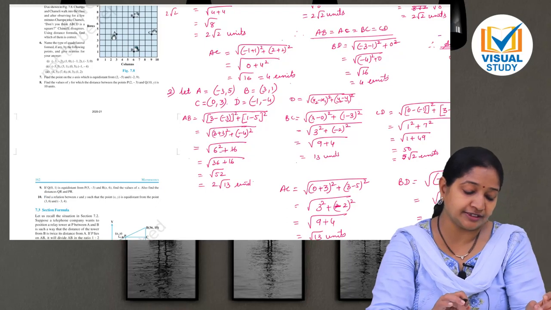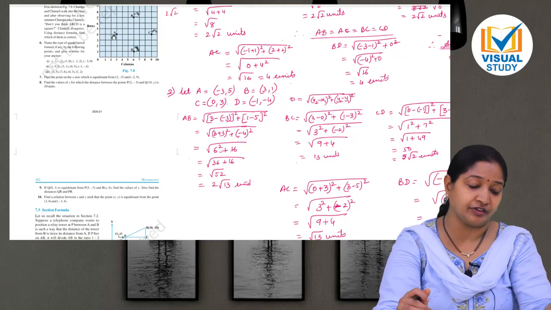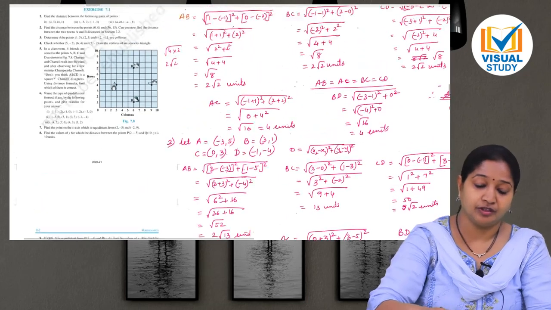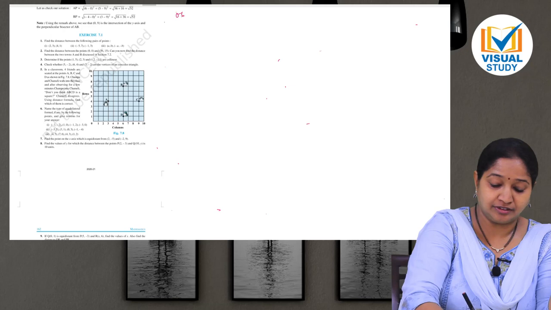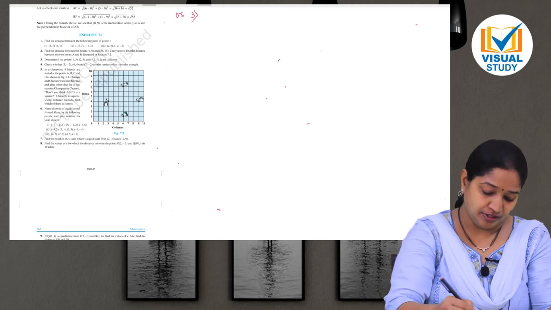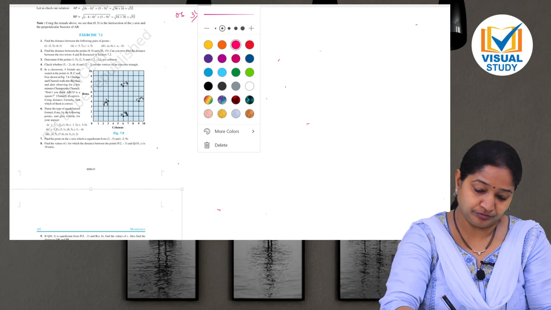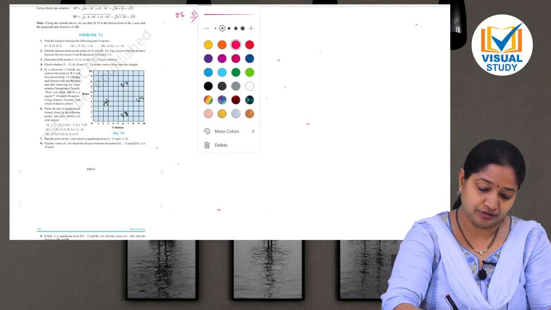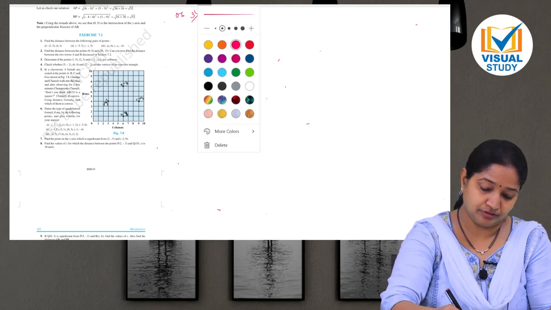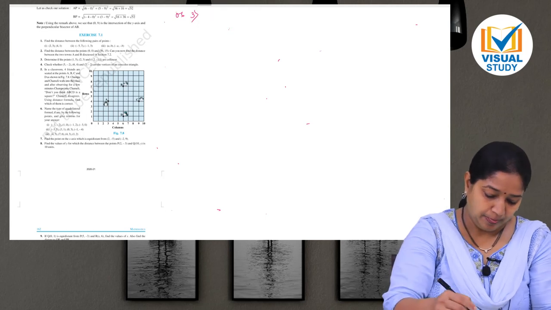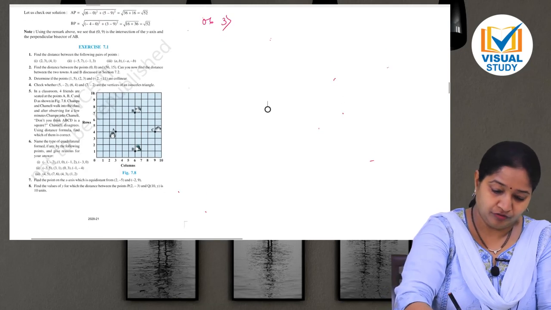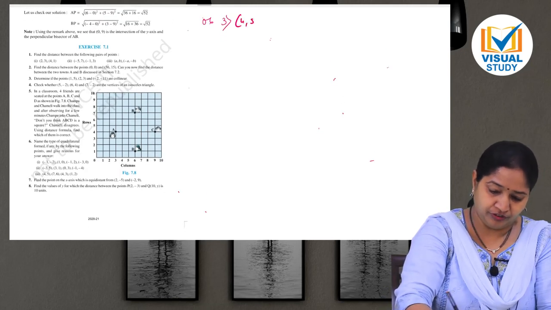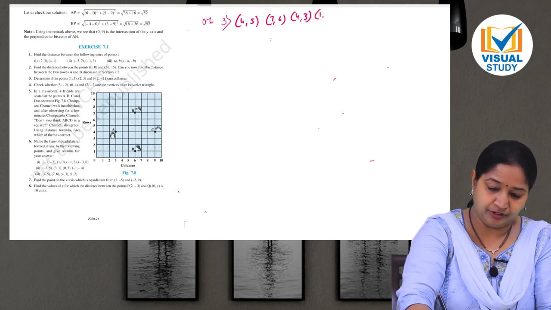That is 4, 5, 7, 6, 4, 3 and 1, 2. We'll do it. Now question 6, third sum. What is our third sum? 4, 5, 7, 6, 4, 3, and 1, 2.